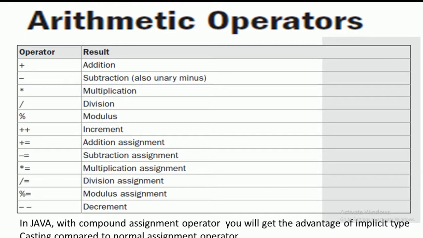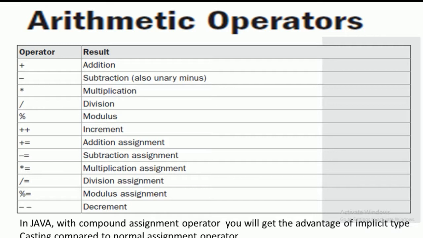Next concept is arithmetic operators. So we can see there are so many arithmetic operators like plus, minus, multiplication, division, modulus, percentage, plus, and then assignment operators. Plus equal to, minus equal to, multiplication equal to, then division equal to, then modulus equal to, and then minus, decrement. Okay, there are so many operators.